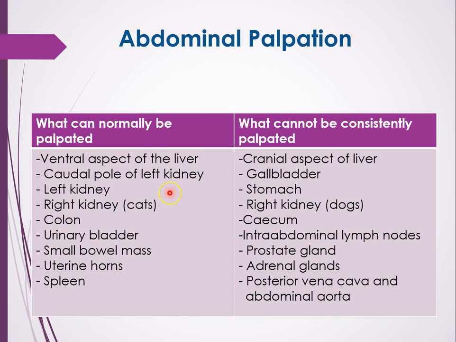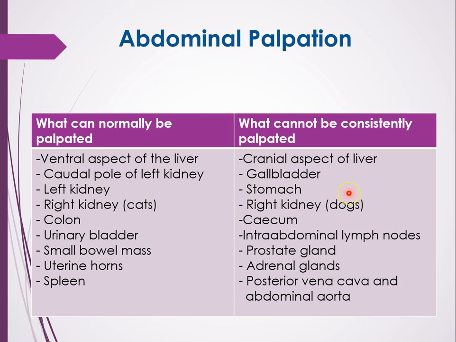All right. So what can normally be palpated? Ventral aspect of the liver, left kidney, right kidney. For cats usually both kidneys. For dogs, it depends. All right. Urinary bladder, colon, small bowel masses, uterine horn, usually in big dogs, and spleen.